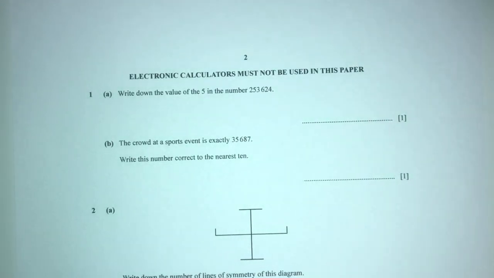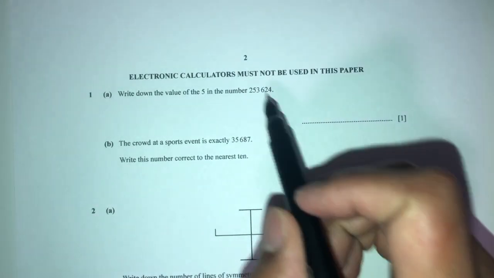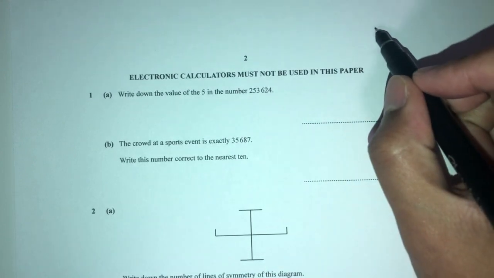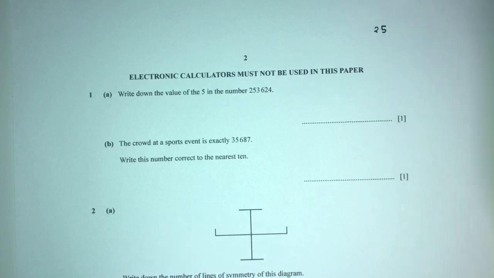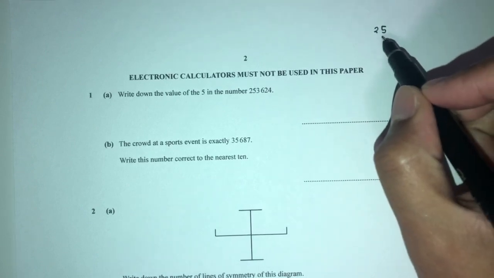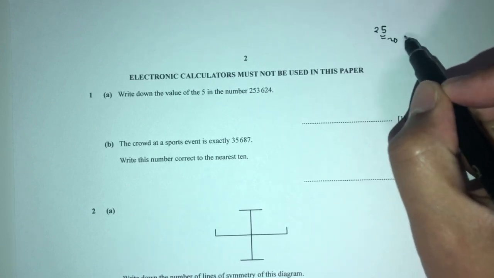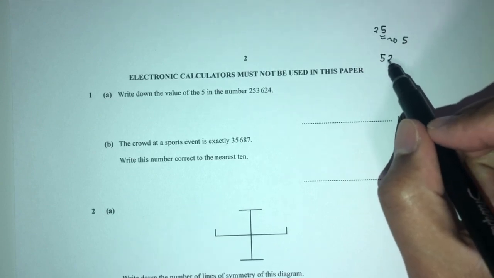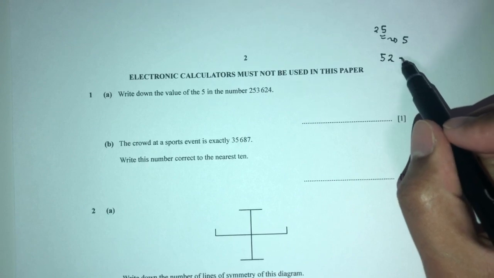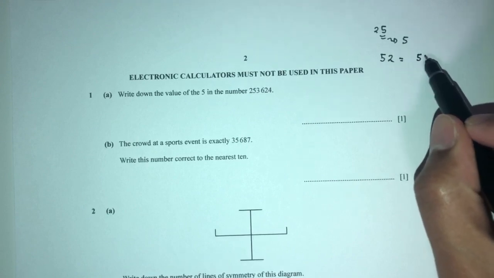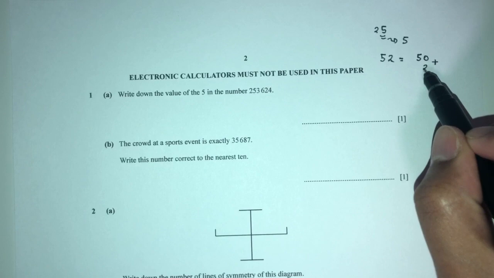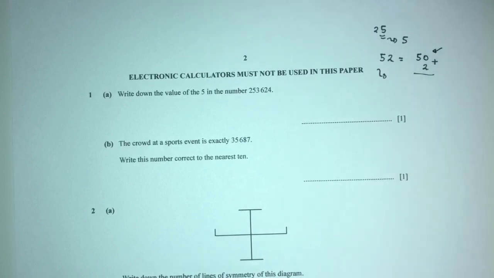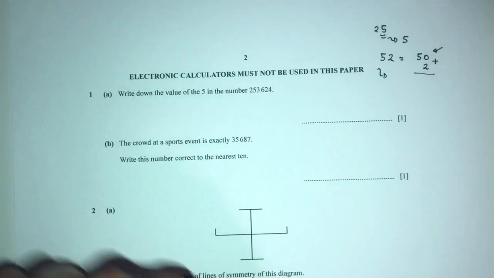So we have, write down the value of 5 in this number. Now, what does it really mean? For example, let's say I write 25. Write down the value of 5, you'd say, okay, pretty easy. It should be just 5. Right? Now what if I write 52? Now we have to understand 52 is actually 50 plus 2. So the value of 5 in this number has to be 50, right? So that's the way we think about this question.